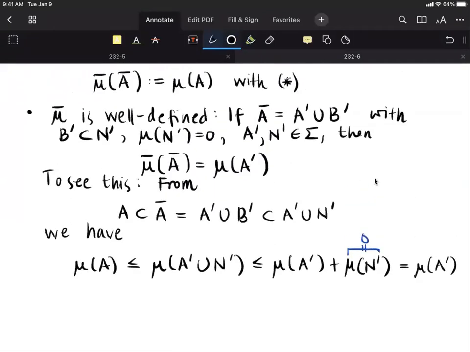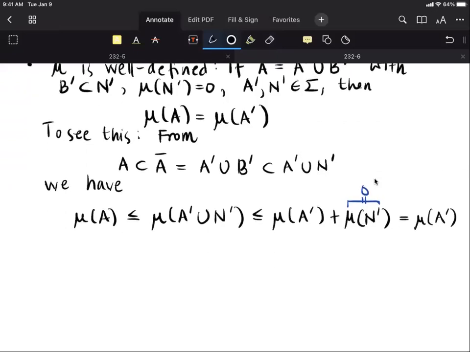Aha. So I think I need to replace this by mu of A. Okay, so the measures are the same. So that's one inequality already. Mu A is less than or equal to mu A prime.